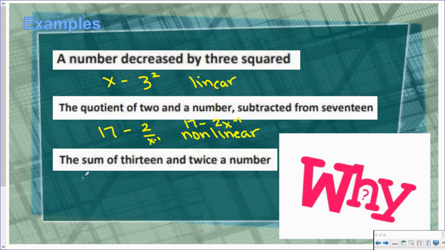That makes it nonlinear. Last one, the sum of 13 and twice the number. So we're going to add, we have 13 plus 2x. Looking at my variable, there's no exponent here higher than 1, so this is going to be linear. And I guess I shouldn't say higher than 1. The exponent has to either be 0 or 1, and this one happens to be 1.